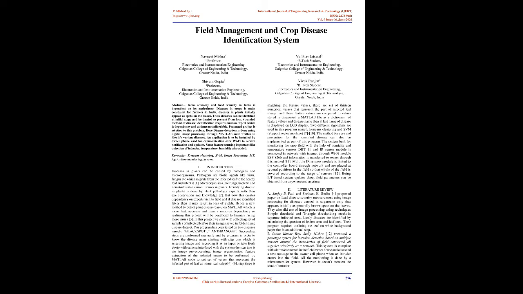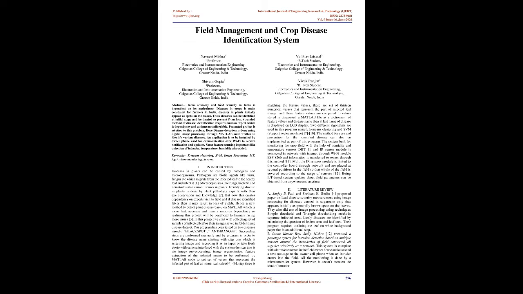Introduction. Diseases in plants can be caused by pathogens and microorganisms. Pathogens are biotic agents like viruses, fungi, etc., which migrate from the infected leaf to the healthy leaf and infect it. Microorganisms like fungi, bacteria, and nematodes also cause diseases in plants.